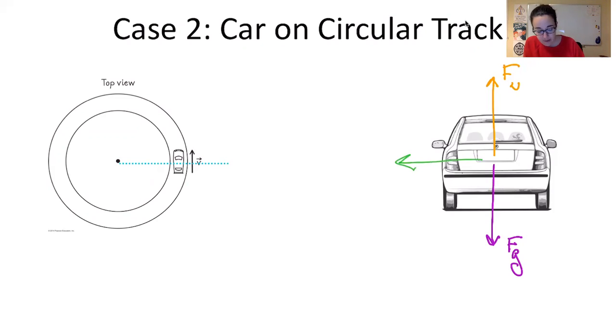I was just having a moment where I wasn't quite sure where I wanted to draw it, but this works. Okay. So the net force along the radial axis is only the static friction force.